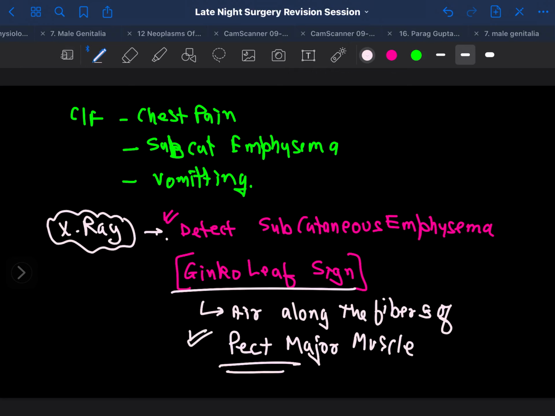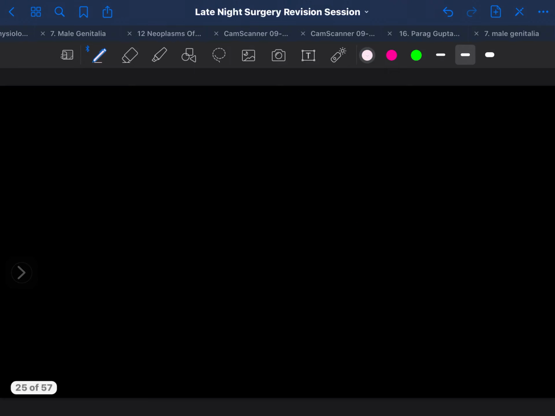Okay, so here what is happening? There is air which is accumulated along the fibers of the pectoralis major muscle, and this is what is referred to as a ginkgo leaf sign. So here you can detect subcutaneous emphysema, that is fine. You can also have a ginkgo leaf sign, that is air along the fibers of the pectoralis major muscle. Okay, so yeah, these are about the X-ray findings.